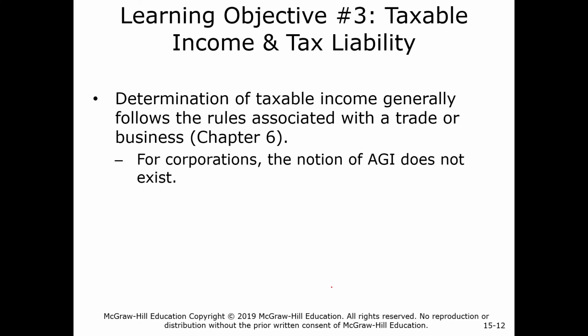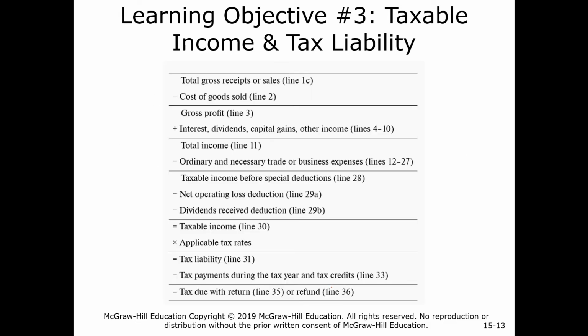Okay, so there is no adjusted gross income for the corporation. In terms of the tax formula, this is going to be slightly different. We begin with our gross receipts, so it's pretty much like the income statement.